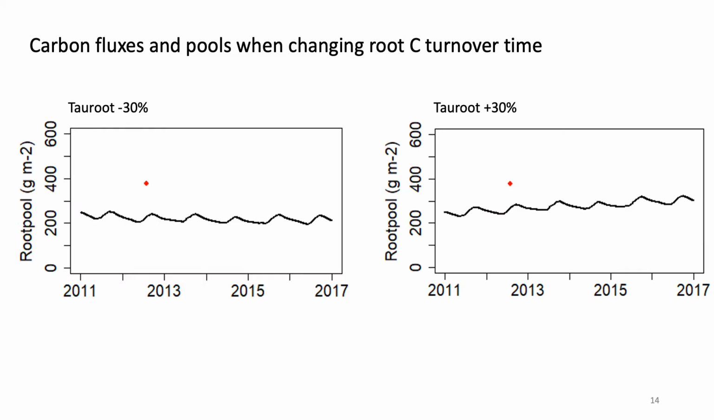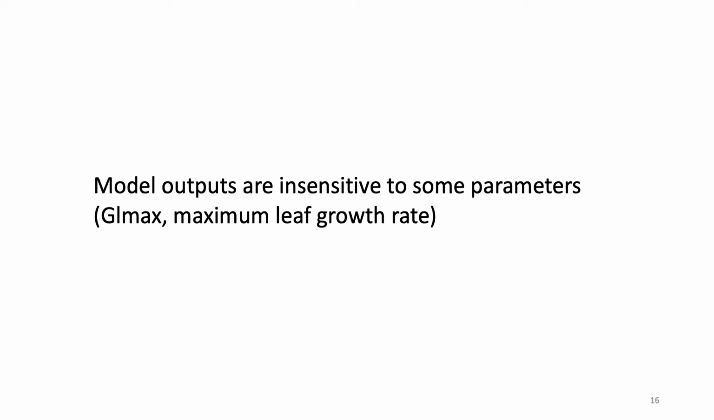If we tune the value for the turnover time of root pool by 30%, we see it also changed the steady state for the root carbon pool. And we draw the conclusion that turnover time can affect the steady state of carbon biomass. Although not shown here, if you have also plotted the result by changing some other parameters, for example, the maximum leaf growth rate, you may find out that the model output are insensitive to the changes of these parameters.